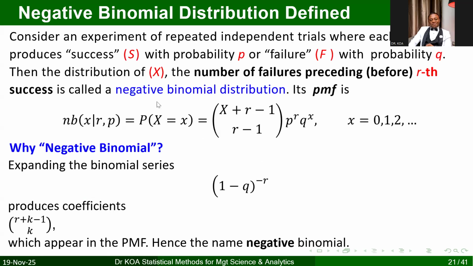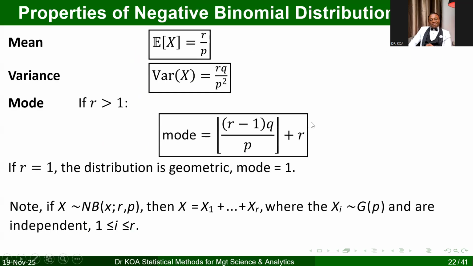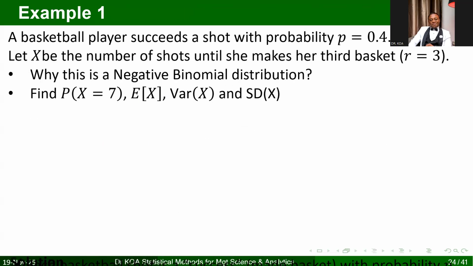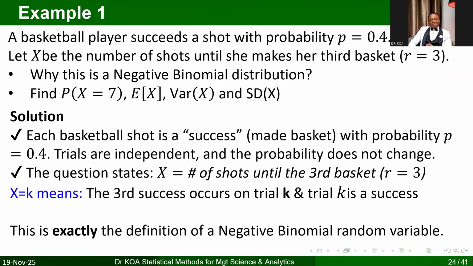This was the formula up here. X plus R minus 1, and then R minus 1. Okay, that is a combination. And then P raised to the power R, Q raised to the power X. And now, in our case, X is what? 7. Okay. So if X is 7, how will you work that?